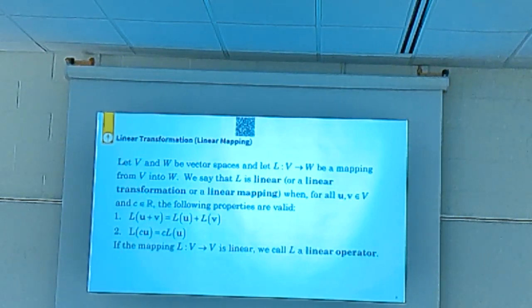If L is a linear mapping of V into itself, then we just say that L is a linear operator. And you've actually been working with linear operators. The derivative is a linear operator. The integral is a linear operator.